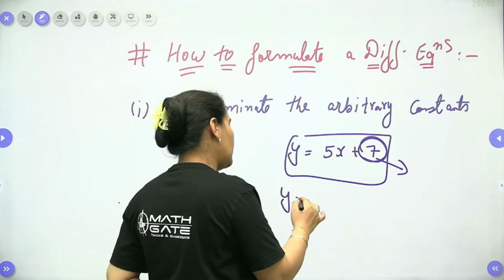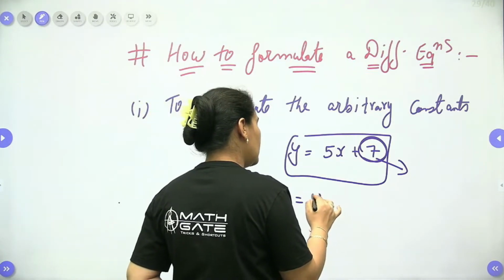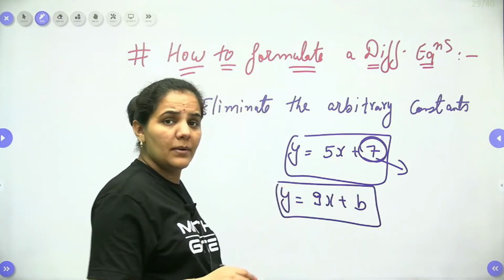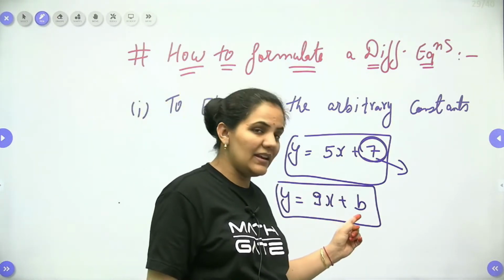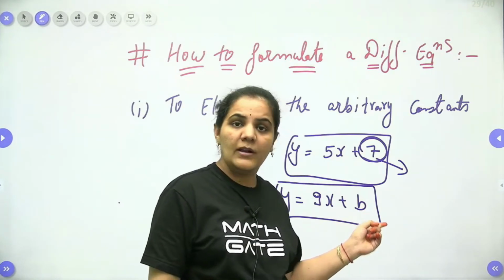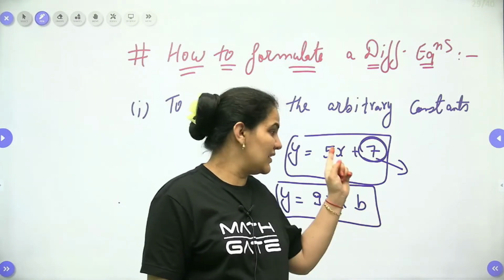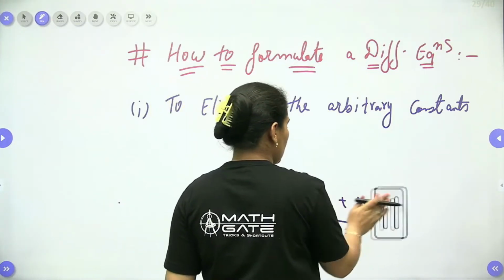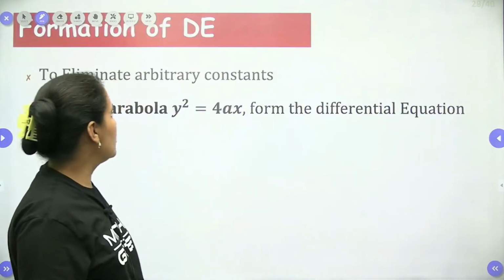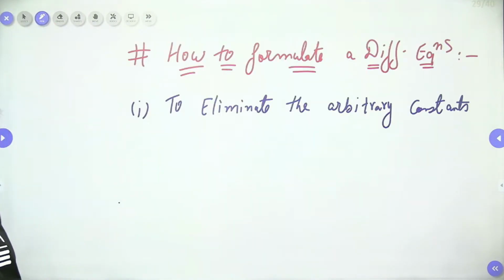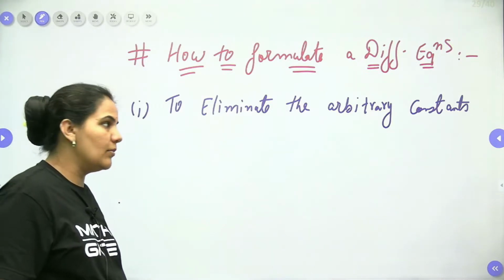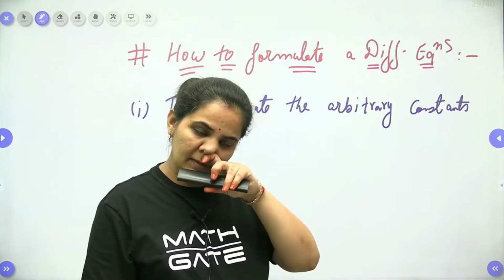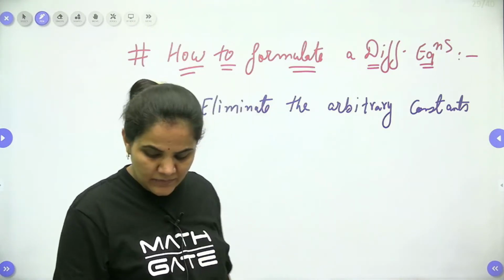But whenever I write y is equal to 9x plus b, now b is also a constant, but here we can put any value, any natural number or any integer, at the place of b. So this b is my arbitrary constant, but this 7 is a constant only. So there is a difference between an arbitrary and a normal constant. An arbitrary constant is that constant which we can remove, and a normal constant is one whose value cannot be changed.